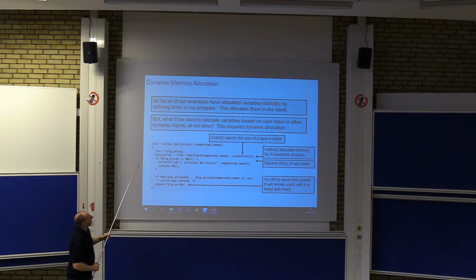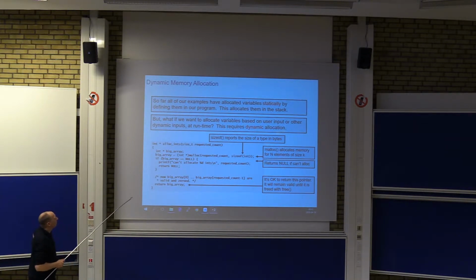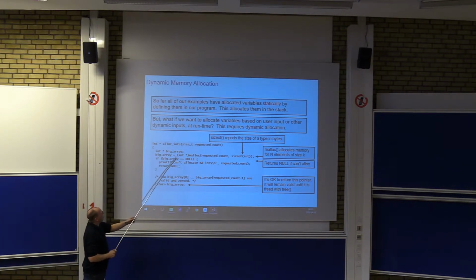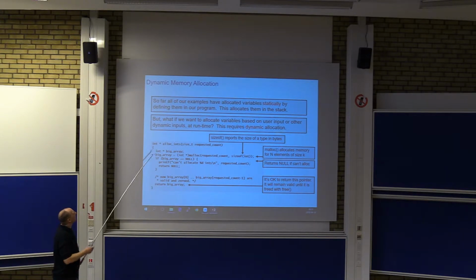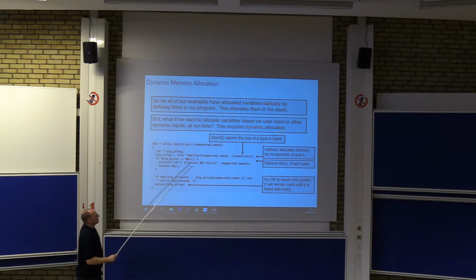So let's say now we would like to implement a function like this. This function should allocate an array of elements, a large array. You send in the number of requested elements that you would like to have. That's an argument. And then you return a pointer to these integers, because each element in this is an integer.